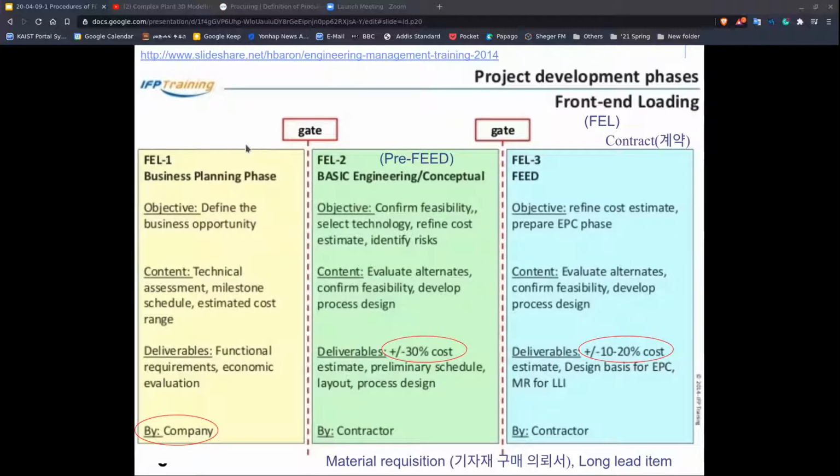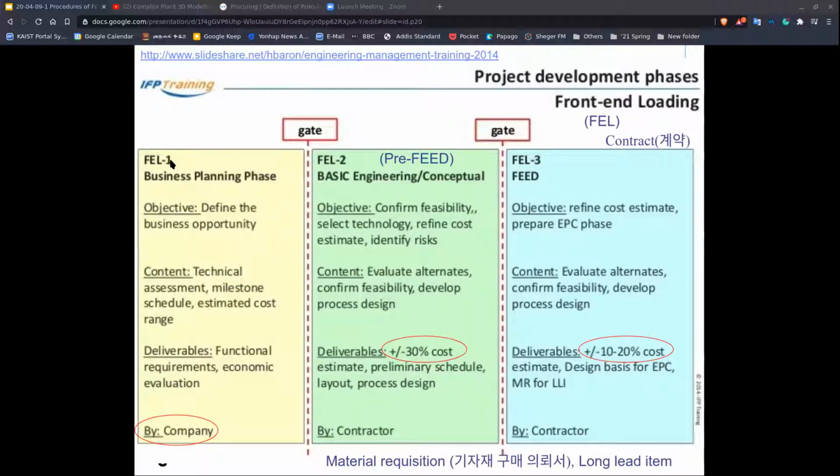As you can see, in the third part to the right there is FEED. That's what we're looking at now. But before FEED there is something called pre-FEED, basic engineering and conceptual cycle. Then before even that there is the business planning phase. This is the very beginning, so there is no engineering work done here. There are no drawings and such, it's just from a business point of view. They define opportunity, and they do technical assessment and milestone schedule, estimate the cost, and what they come up with is a requirement and economic evaluation. That's done by the client or by the company.